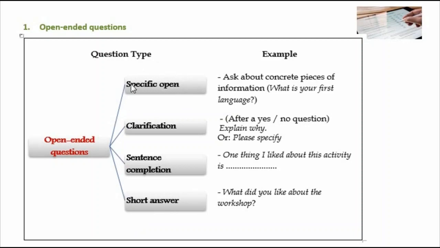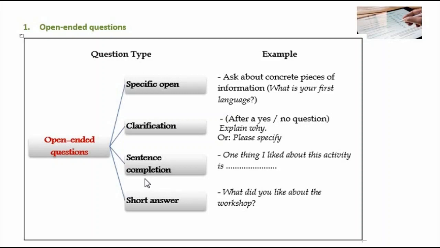The first type is the specific open. Here the researcher asks about concrete pieces of information. For example, what is your first language? The second type or kind is the clarification open-ended question, and these usually come after yes or no questions, like explain why. This is a clarification open-ended question. Or it can appear in the form of please specify.